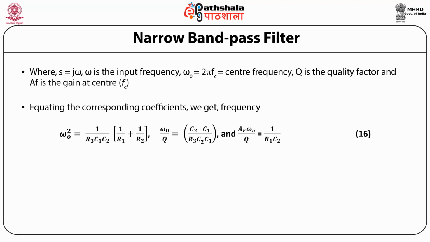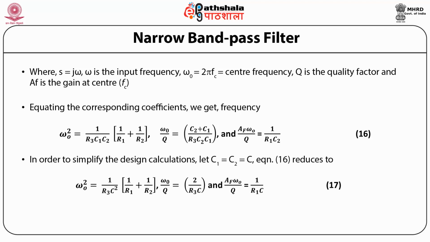into C2 into (V0 minus V2) minus V2 by R2 equals V2 into S into C1. On rearranging the terms, we get V2 into (1 by R1 plus 1 by R2 plus SC2 plus SC1) minus SC2 V0 equals Vn divided by R1.